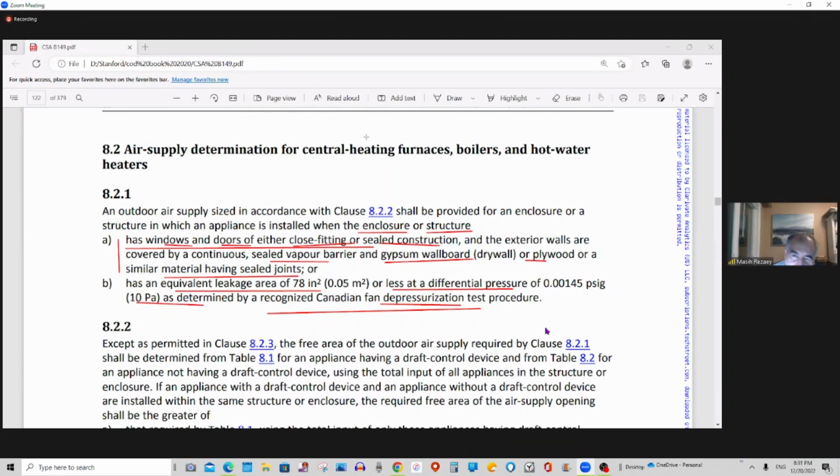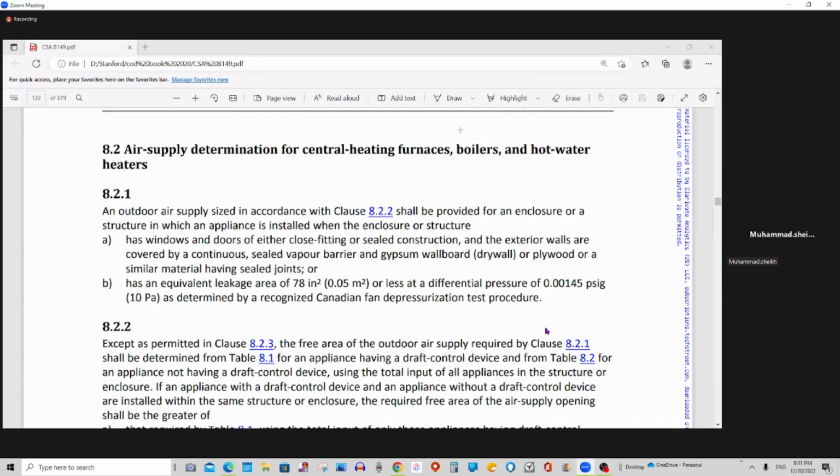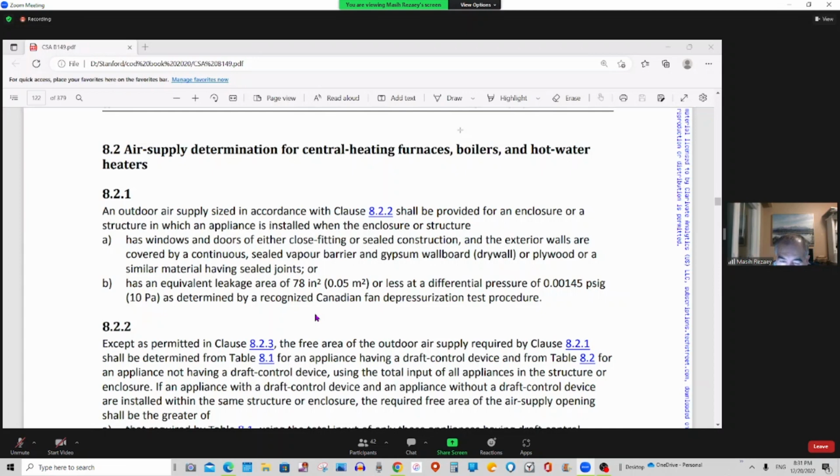Anyone has a question? Yes, go ahead. This differential is the difference between inside house and outside house, right? Differential, yes, sir. The only thing that is not clear is the leakage area, which is 78 square inches. That means it's 78 square inches of area completely in the whole house? That's what you mean? Yes. You talk about leakage, sir. It cannot be more than that in the whole house. 78 square inches of leakage in the whole house.